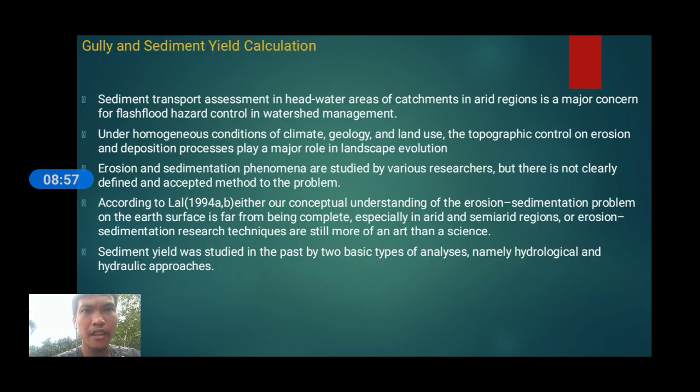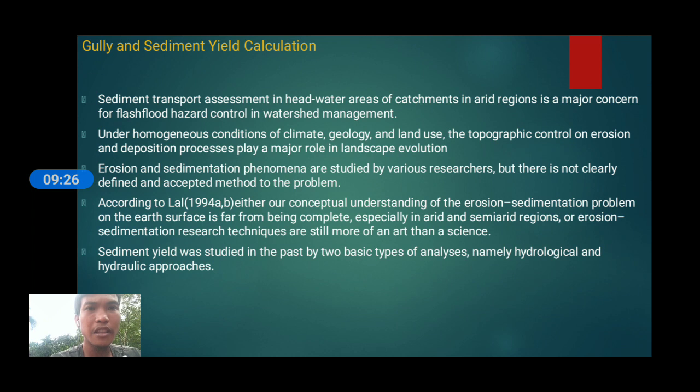Then gully and sediment yield calculation. Sediment transport assessment in headwater areas of catchments in arid regions is a major concern for flash flood hazard control in watershed management. Under homogeneous conditions of climate, geology and land use, the topographic control on erosion and deposition processes plays a major role in landscape evolution.